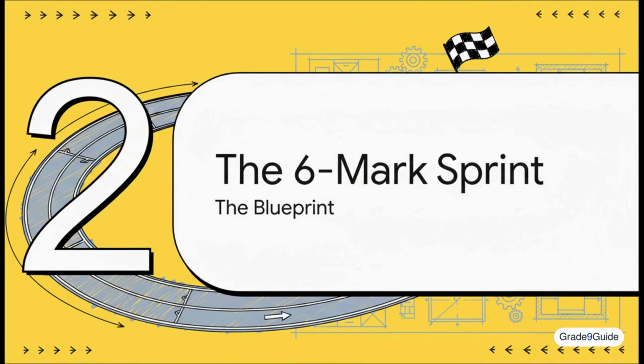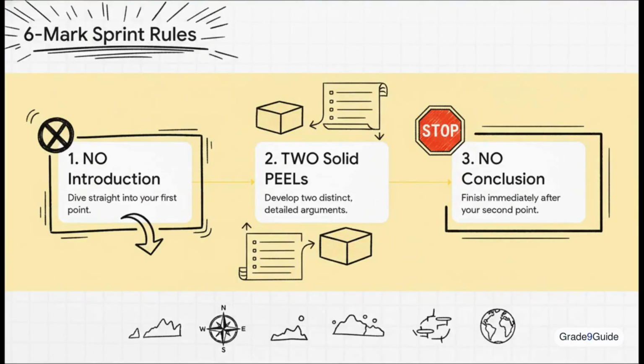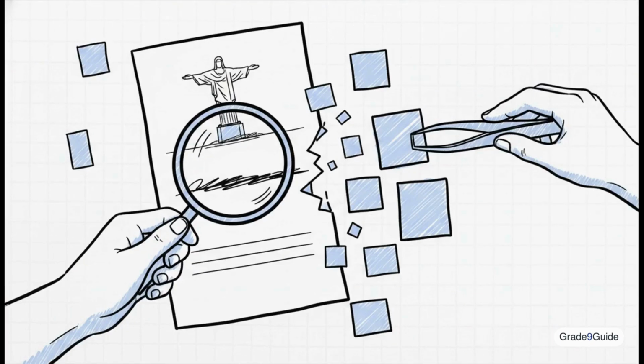Let's break down the exact blueprint for the 6-mark sprint. The beautiful thing about the sprint is its simplicity. The rules are all about pure efficiency. Rule 1, no introduction. Rule 2, no conclusion. You just need two solid, well-developed PEEL paragraphs. That's it. For each one, you make your point, you back it up with evidence, you explain it, and then you link it back to the question. Simple.